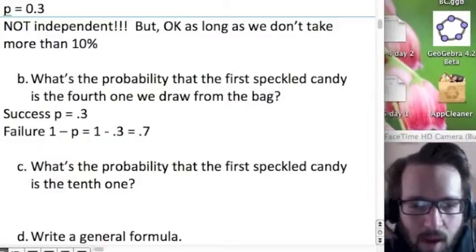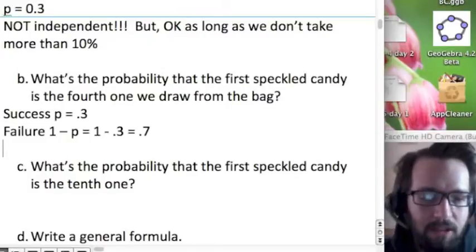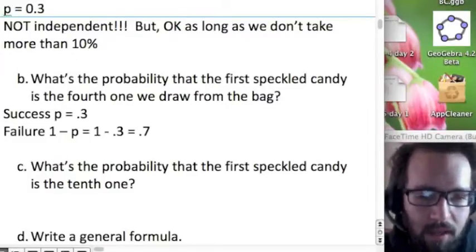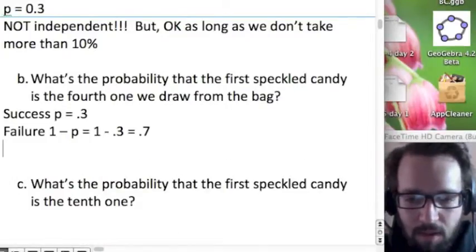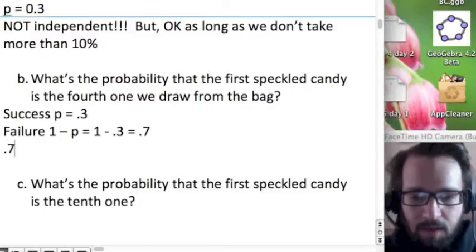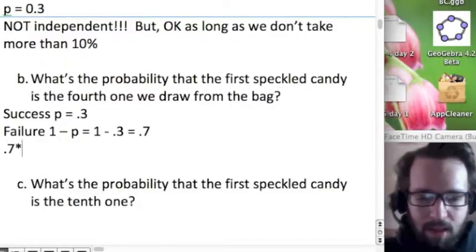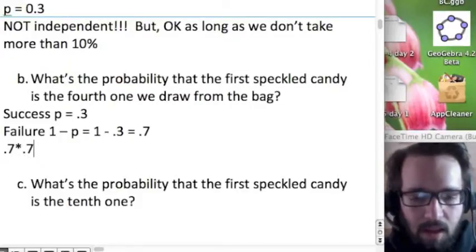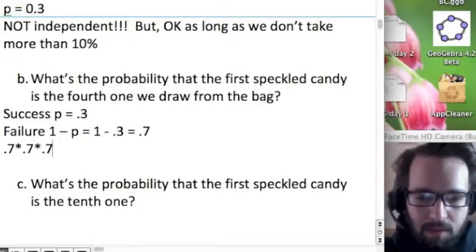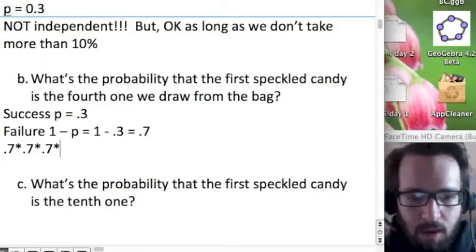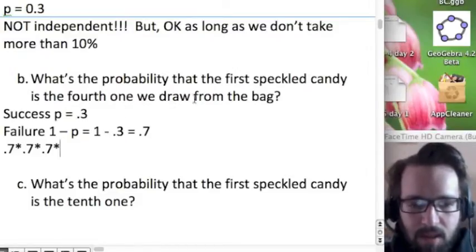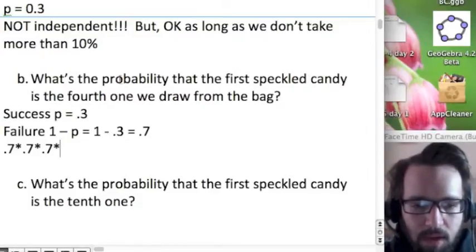So the probability of the first speckled candy being the fourth one we draw from the bag. I want 3 failures, and then I want a success. So I want my first one to be a failure, that's 0.7. And then I want my second one to be a failure, and then my third one to be a failure. And finally, I get to the fourth one, and I want this fourth one to be the first speckled candy. So this will be 0.3.